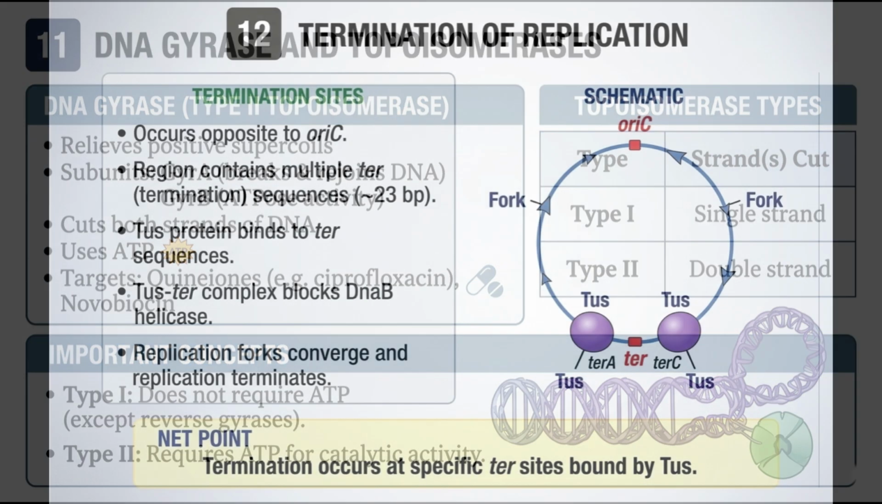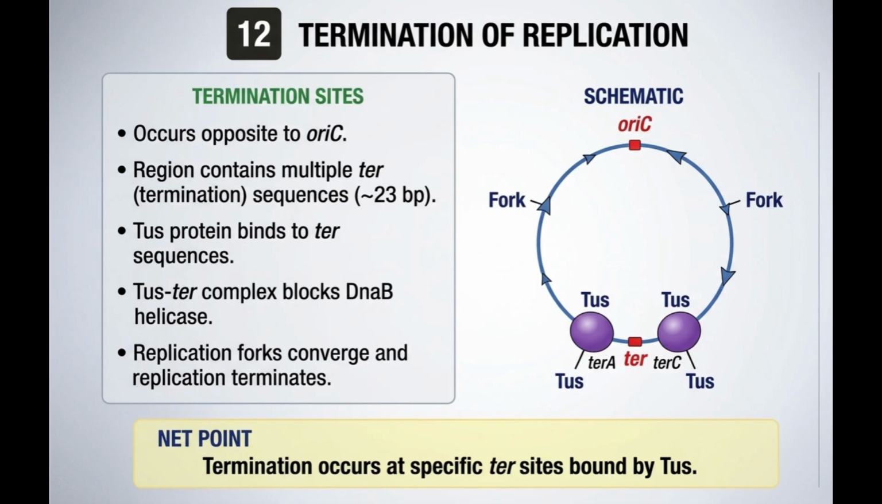Termination of replication. In E. coli, replication terminates at a specialized termination region opposite oriC. This region contains several TER sequences approximately 23 base pairs long. These TER sites are recognized by the Tus protein.